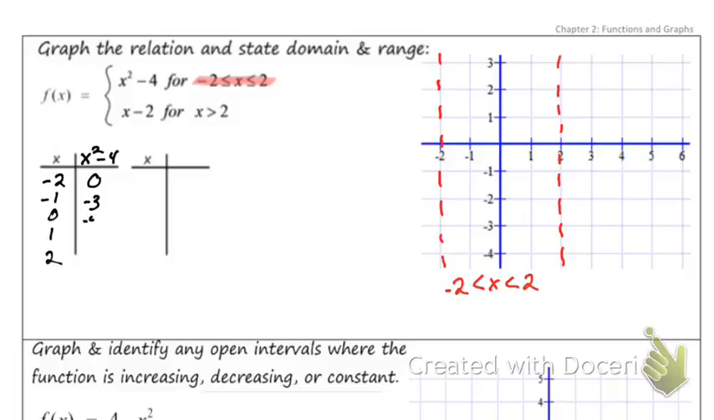0 minus 4 is negative 4. 1 squared is 1, that will give me a negative 3. 2 squared is 4, that will give me a 0. Let's plot those points. Once again, do we see our first point is negative 2, 0.